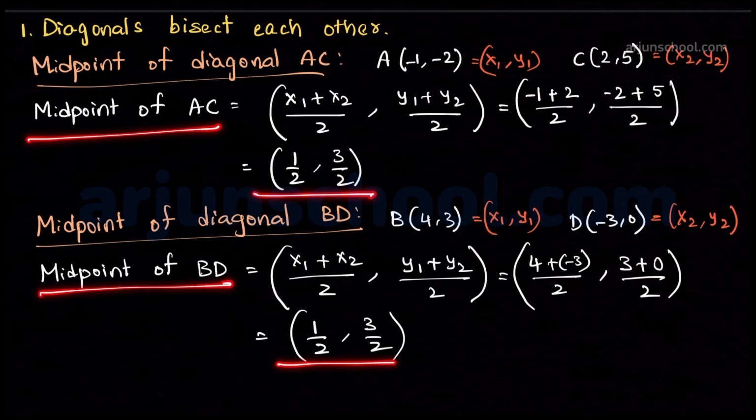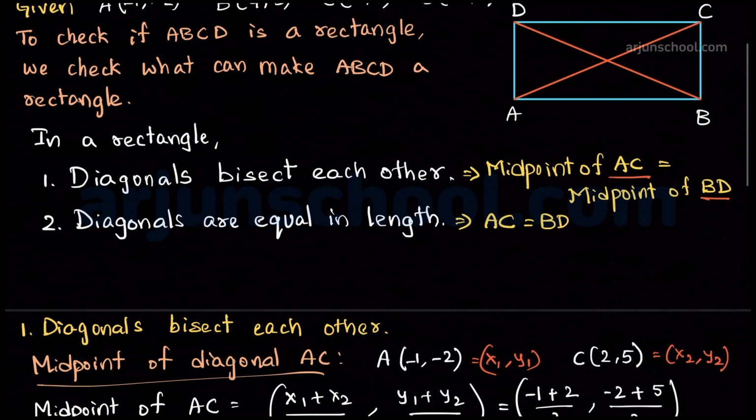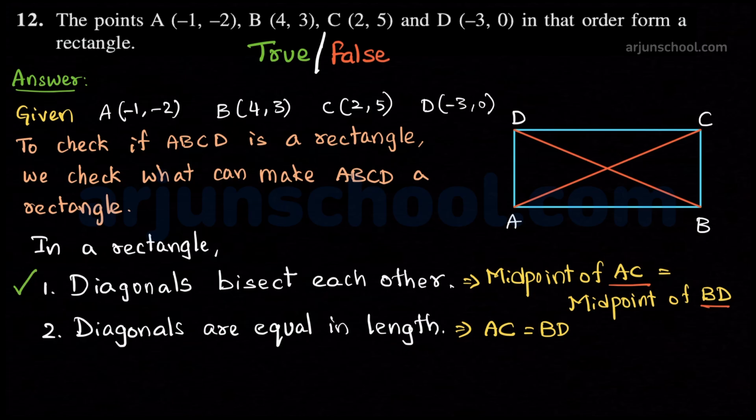We have found the midpoints of both the diagonals AC and BD, and they are both equal to (1 by 2, 3 by 2). Therefore, we can say that diagonals bisect each other. We have verified the first property for a rectangle. The second property is diagonals are equal in length. And to check this property, we compute the distances AC and BD and check if they are equal.